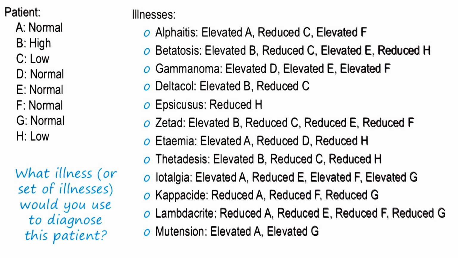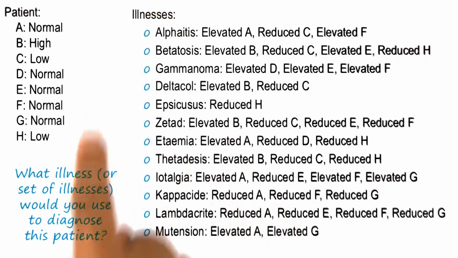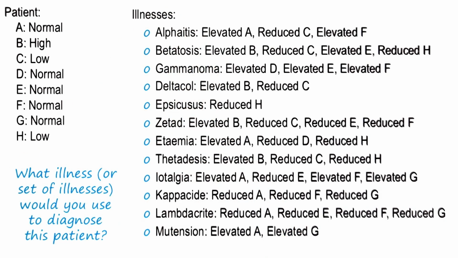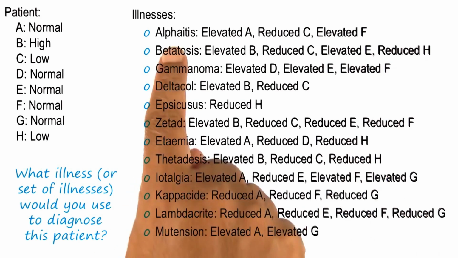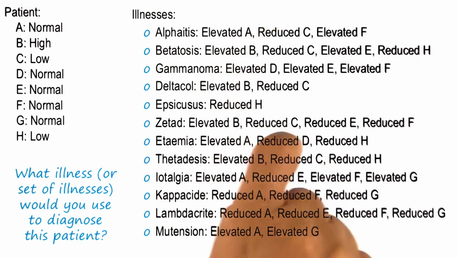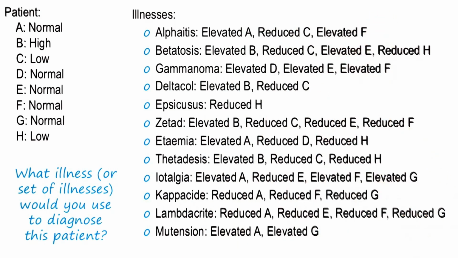When we think of diagnosis, most of us think in terms of medical diagnosis, the kind of diagnosis a doctor does. So this particular exercise is coming from medical diagnosis. Actually, it's a made-up exercise. Here is a set of fictional diseases that the doctor knows about, along with the symptoms that each disease causes. So uveitis, for example, causes elevated A, reduced C, and elevated F, and so on. Given this set of data and this set of diseases, what disease or set of diseases do you think the patient suffers from? What do you think, David?